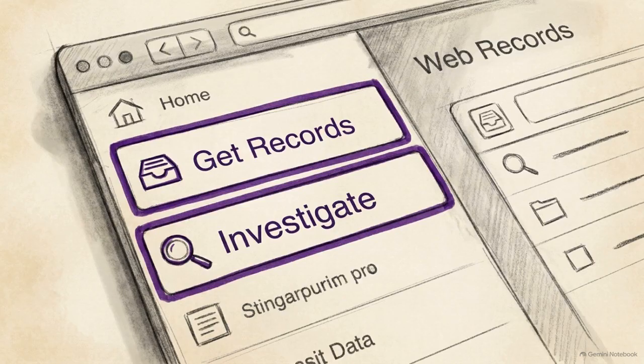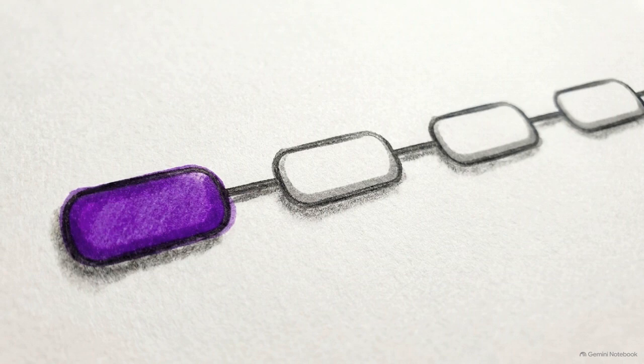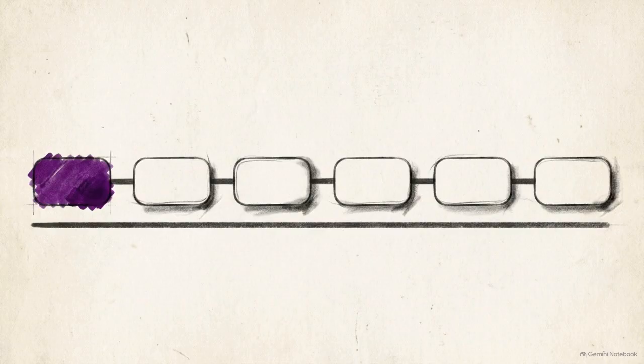Once activated, the sidebar labels shift. Technical module names are replaced with task-based instructions like Get Records and Investigate. A horizontal journey bar also appears at the top of your dashboard. This tracks your progress across 6 distinct stages: gather, verify, investigate, organize, negotiate, and present. This sequence anchors your work.